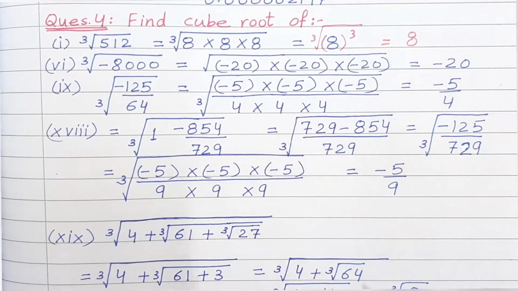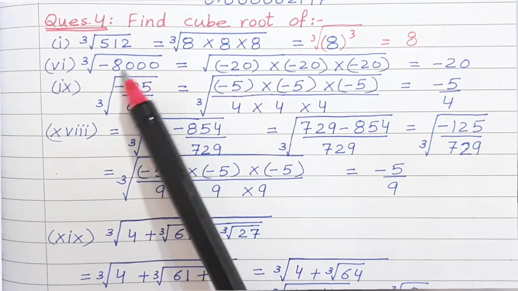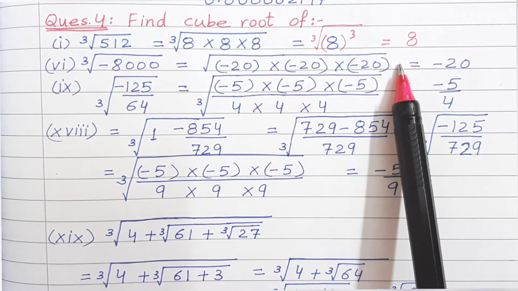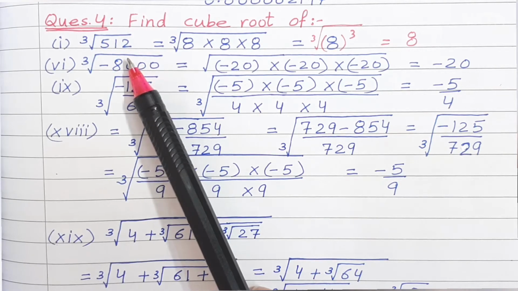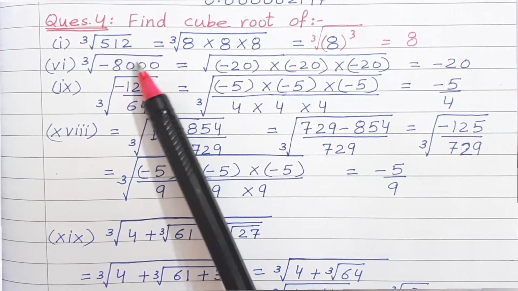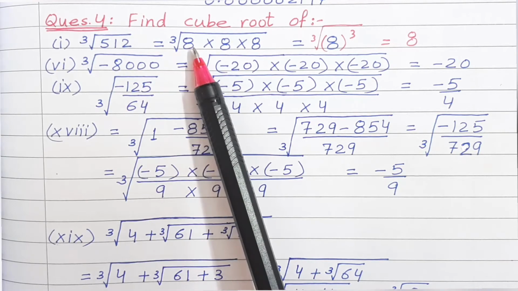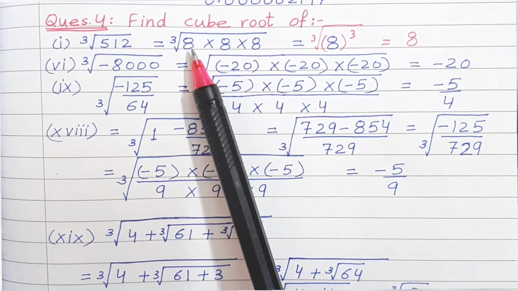Now students, here if you remember the cube root of 512, you can write like this directly, or you can go with the prime factorization method. Both ways it is correct. But for bigger numbers, you need to go with the prime factorization method, right?